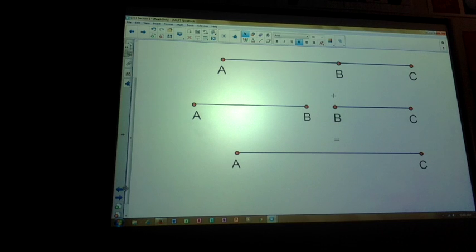So if A, B, and C are on the same line, and B happens to be between the two, the segment AB added to BC would result in the longer segment being AC. So that's called your segment addition postulate. If I add one segment to another segment, I get the longer segment. Make sense? Okay, move on.